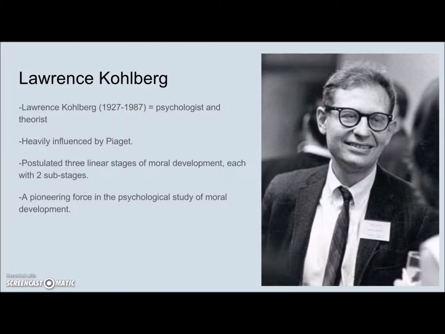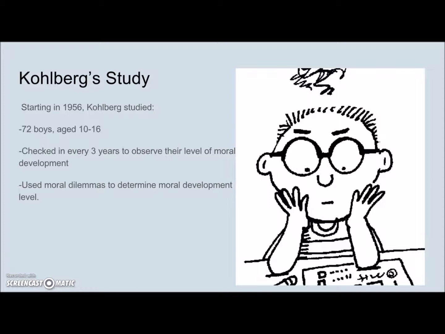Kohlberg built on Piaget's work of codifying discrete linear stages of cognitive development, and he applied it to the moral development of children specifically. Starting in 1956, he studied a group of 72 boys and posed hypothetical moral dilemmas to them, asking them to give a response as to what the correct course of action would be. He checked in with them every 3 years to see how their moral reasoning had progressed.